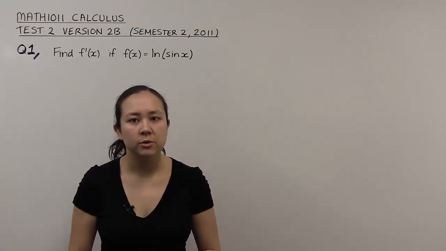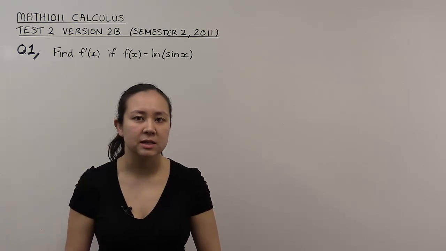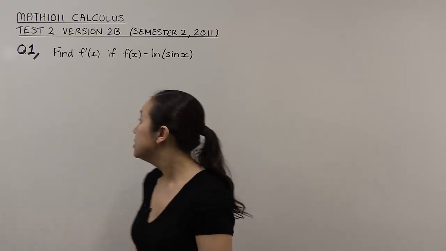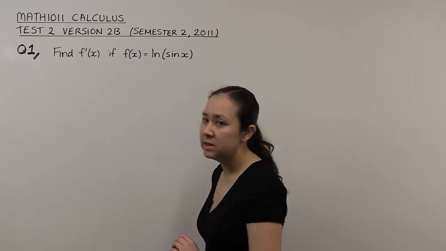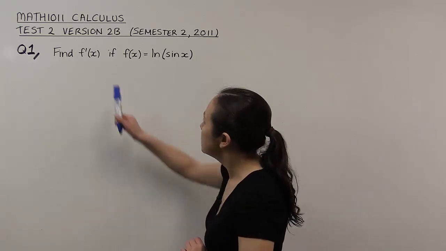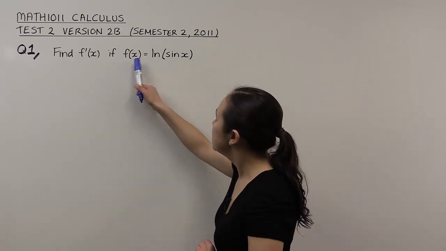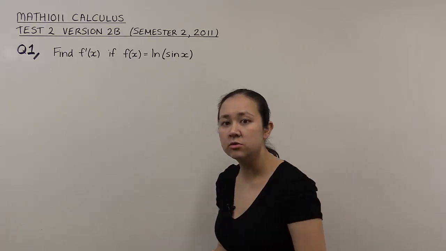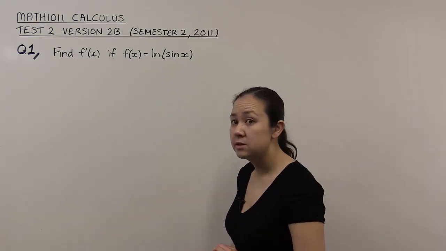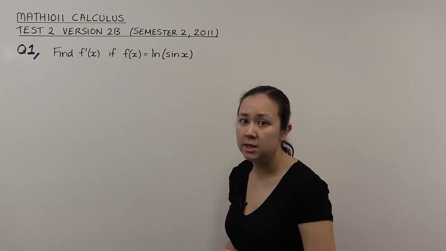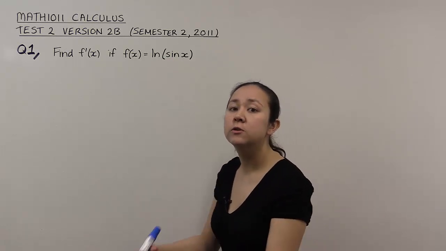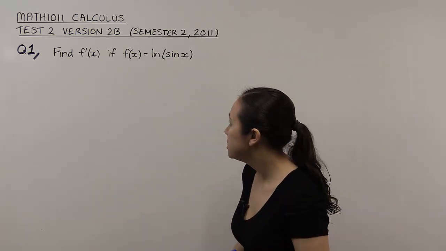Today I'm working through one of the MATH1011 Calculus class tests. So, question 1 of this particular test asked us to find f dash of x given f of x was the natural logarithm of sine of x. So this is a composite function here. It's the logarithm of sine of x. So we'll need to use a chain rule.